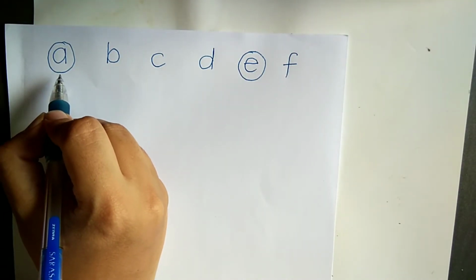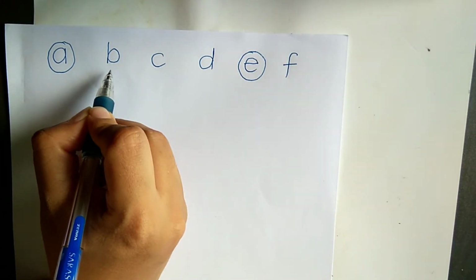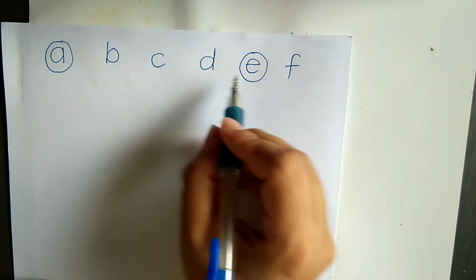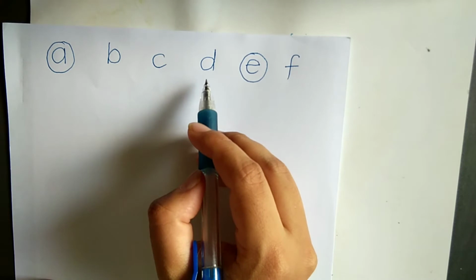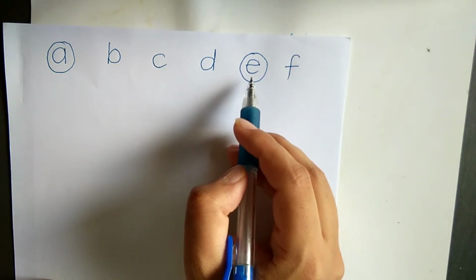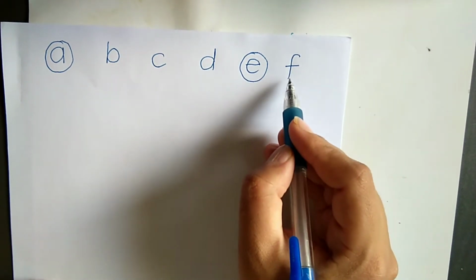This is letter A and the sound is A. This is letter B and the sound is B. This is letter C and the sound is K. This is letter D and the sound is D. This is letter E and the sound is A. This is letter F and the sound is F.